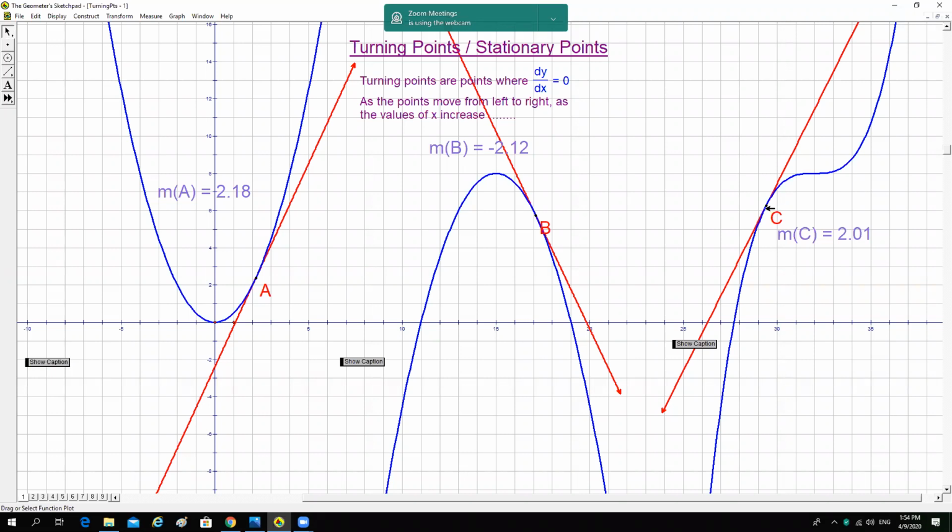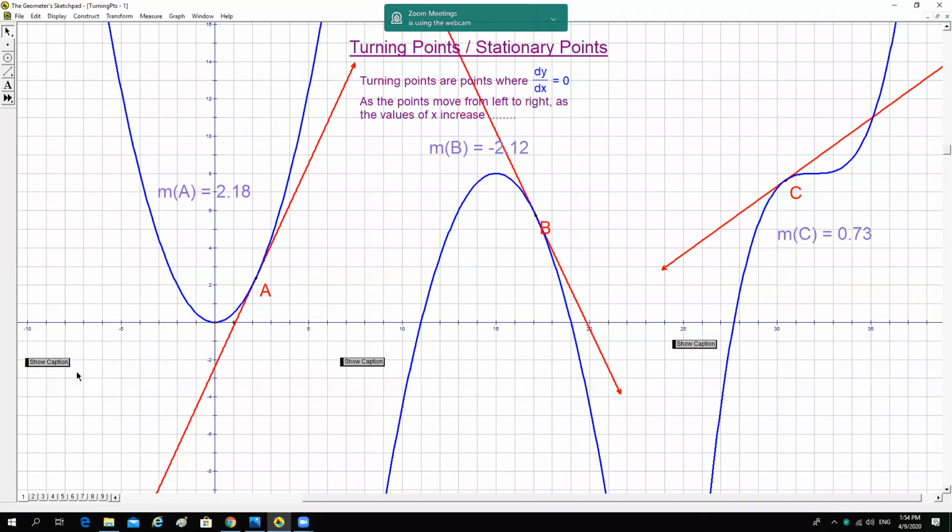So we look at the graph C and the point C. What happened to the gradient? It decreases, right? As I move from left to right, it decreases until 0. At one point, it becomes 0. After 0, it will increase again. Now this type is the point of inflection. We are not going to study this type.